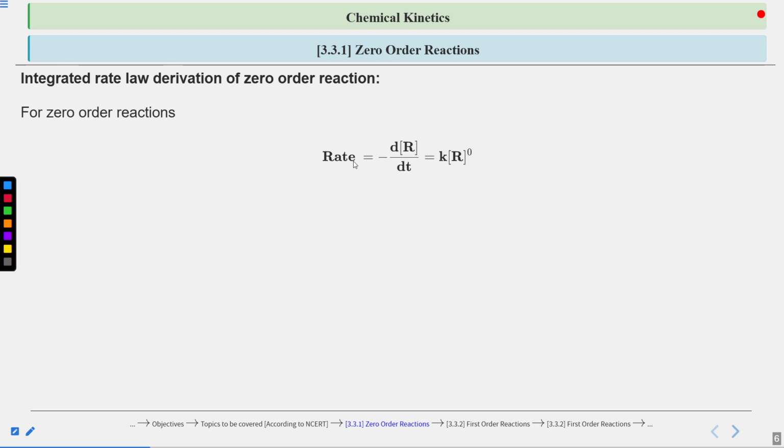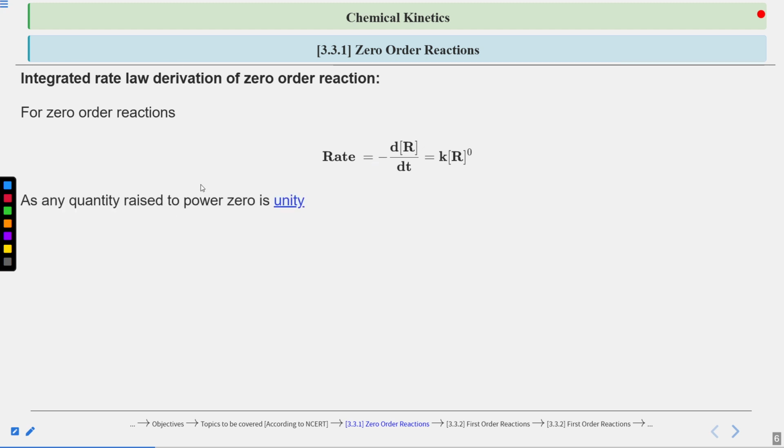Rate can also be written as dR by dt, which represents the change of concentration of R with time t. We put the negative sign because the concentration of the reactant is decreasing as the reaction proceeds, because the product concentration is increasing and the reactant concentration is decreasing during the reaction. That's why we put the negative sign here.